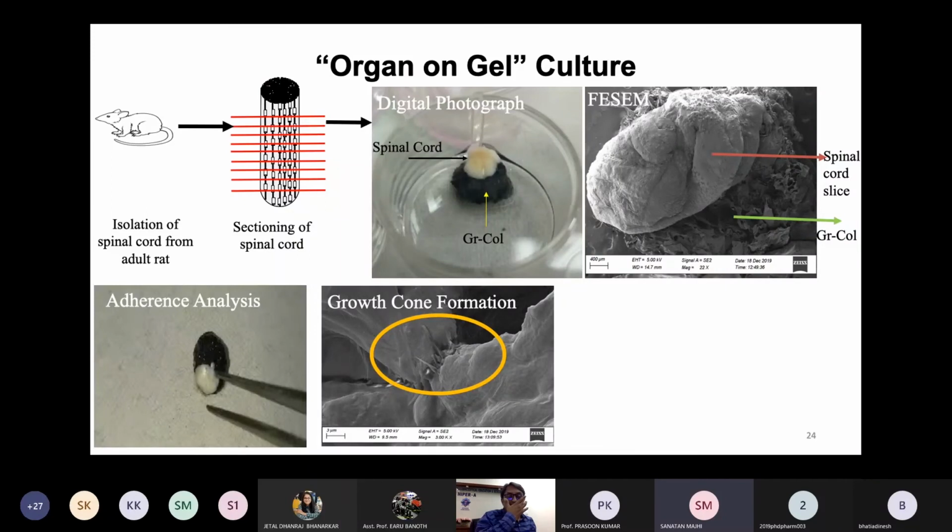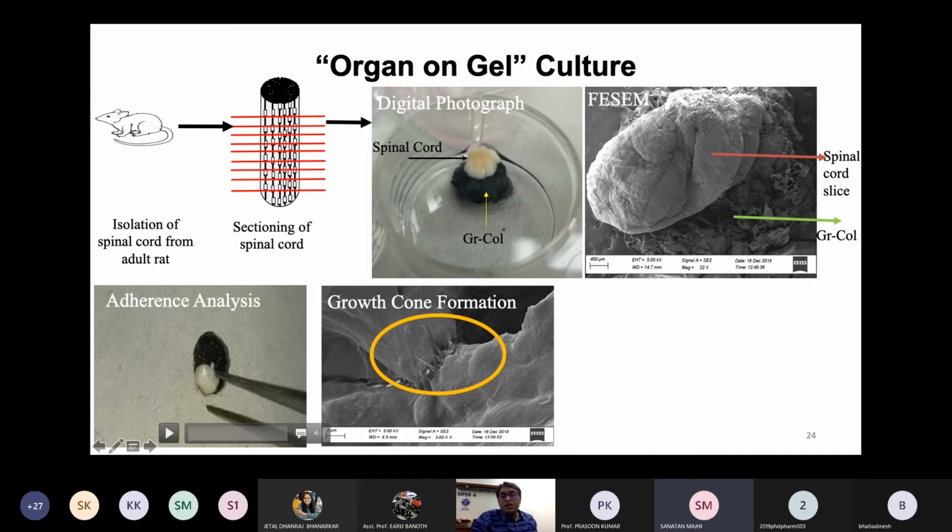We started calling it organ-on-gel culture, and first we wanted to see whether this spinal cord slice sticks onto the material or not. For that we tried to remove it. I don't know whether this video will work. No, it's not working. What we are trying here is, using forceps, to remove this slice of the spinal cord from the material, but unsuccessful. We were not able to remove it with any shear, shaking, or scrubbing.